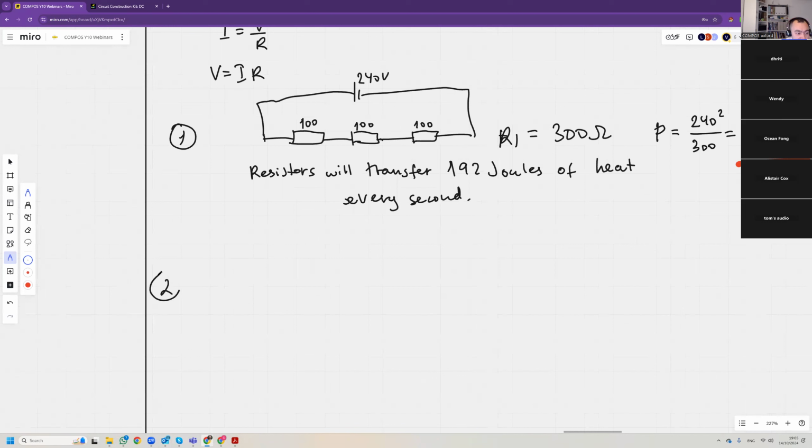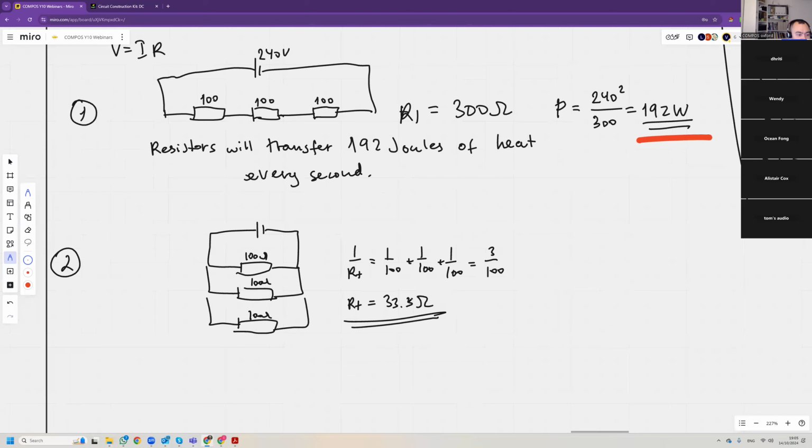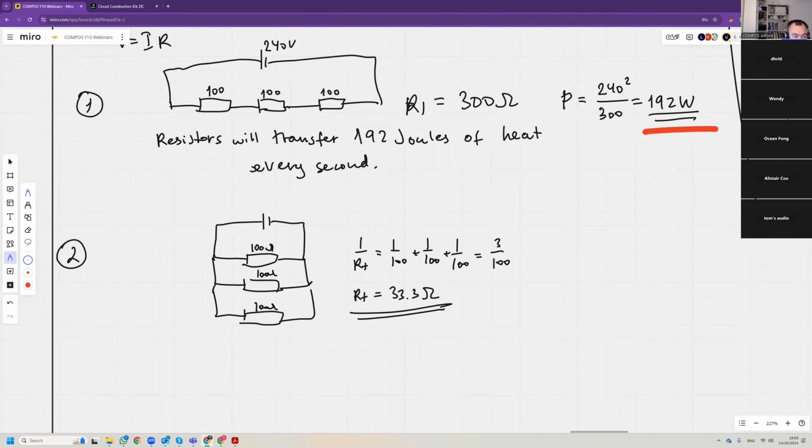Now the second combination is also an easy one. It's 3 resistors in parallel. Because this is 100, 100, and 100 ohms, 1 over R total is 1 over 100 plus 1 over 100 plus 1 over 100, which makes it 3 over 100. So R total is 33.3 ohms. The total resistance is always smaller with parallel resistors.